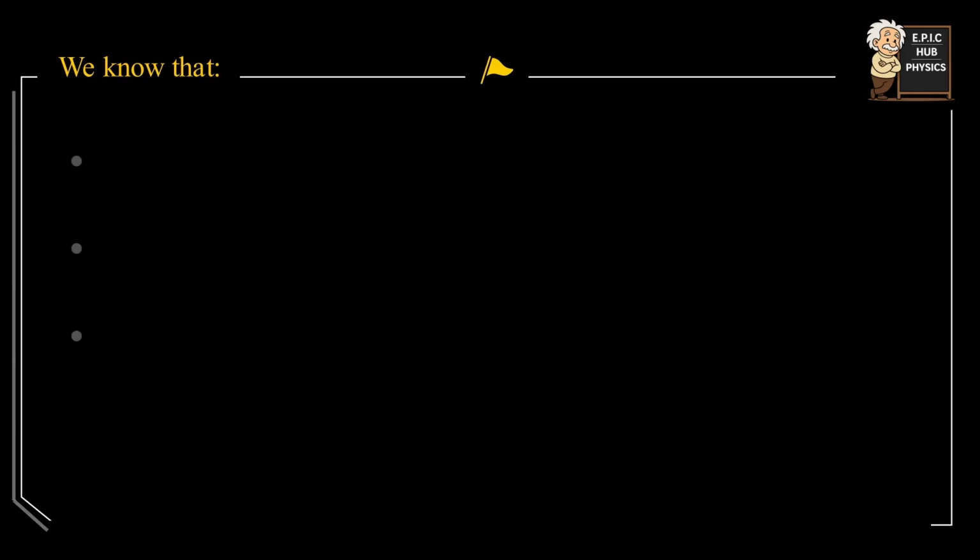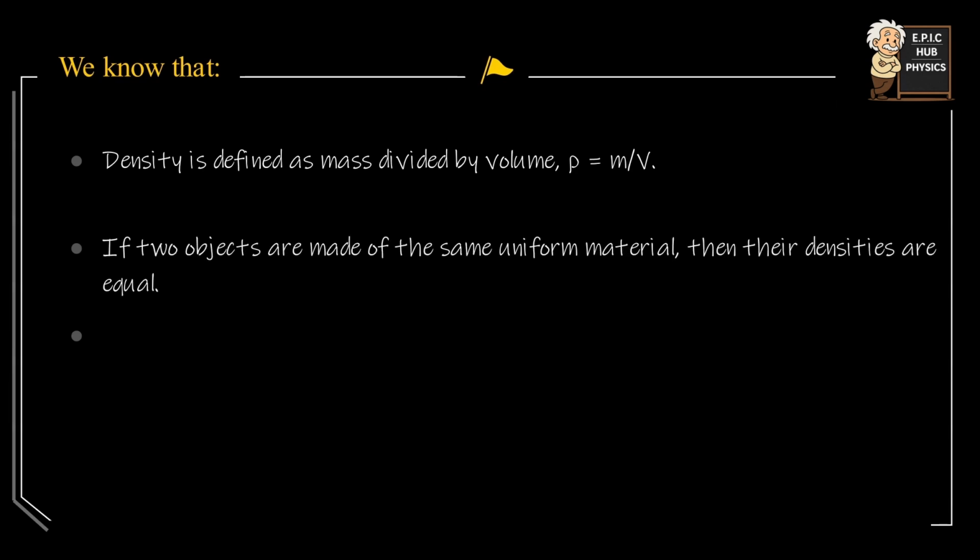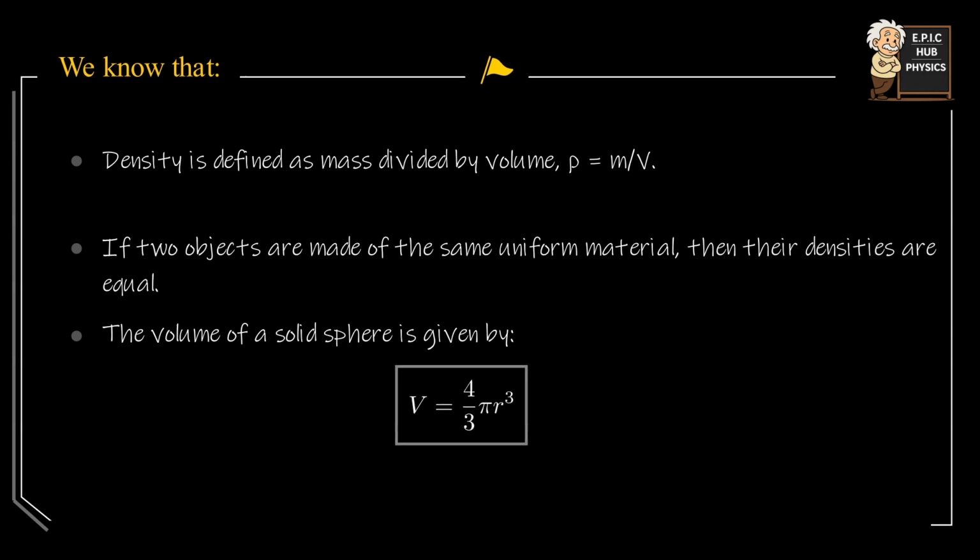So what do we already know? We know that density is defined as mass divided by volume. If two objects are made from the same uniform material, then their densities must be equal. We also know that the volume of a solid sphere depends on its radius and is given by the formula 4/3 pi small r cubed. Let us get into the solution now.